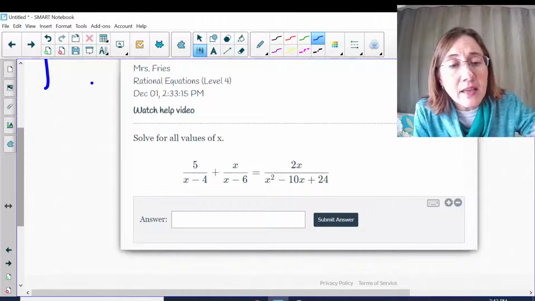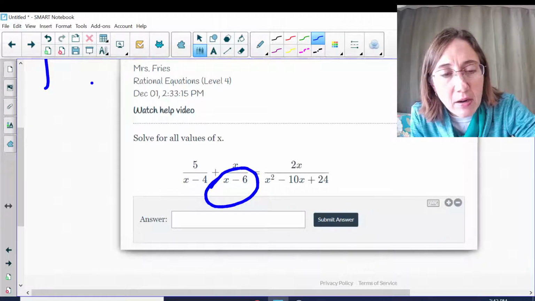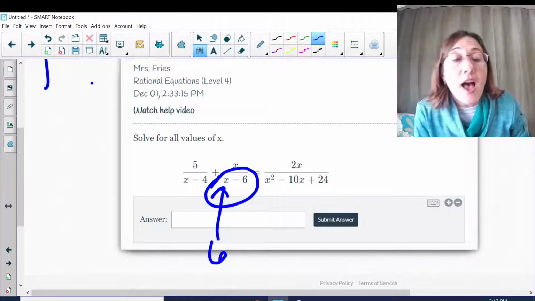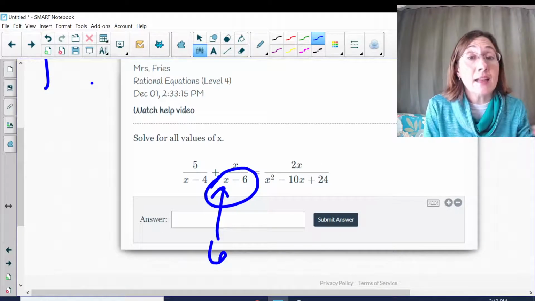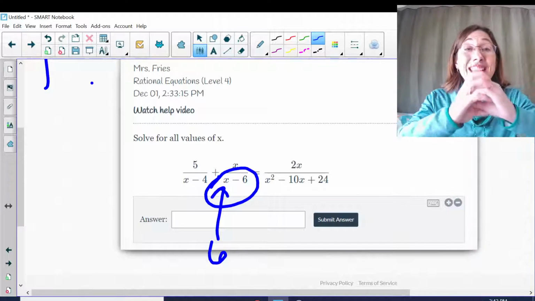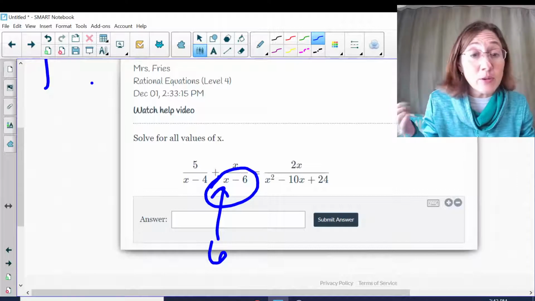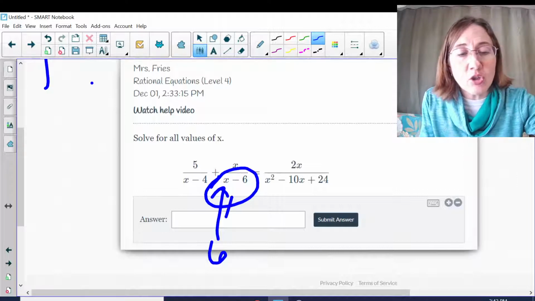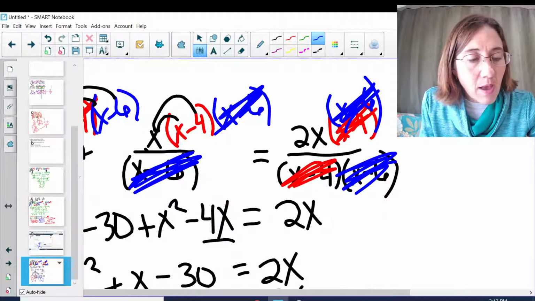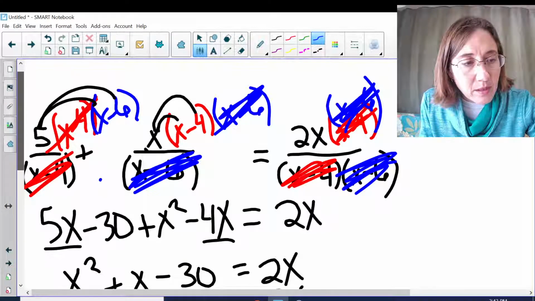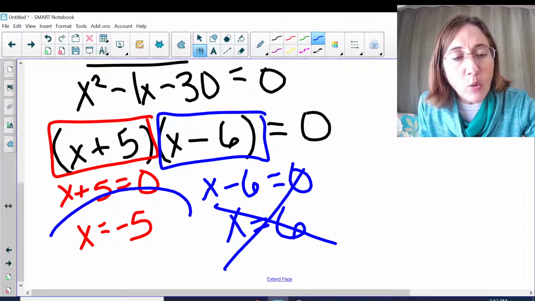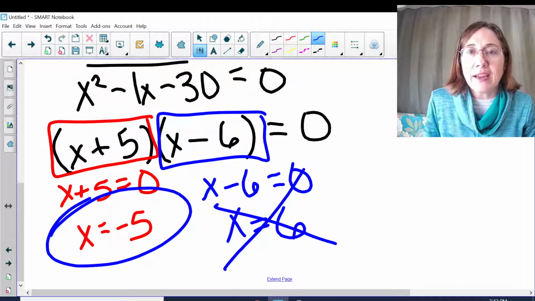But the 6 has a problem right here. Because if I put a 6 in for x, I would have 6 minus 6 as that denominator. Well, what is 6 minus 6? It's 0. You would have a 0 in your denominator, and we can't do that. So 6 is an extraneous root. You cannot use that answer. So that means this one does not work. Our only solution here is x equals -5.